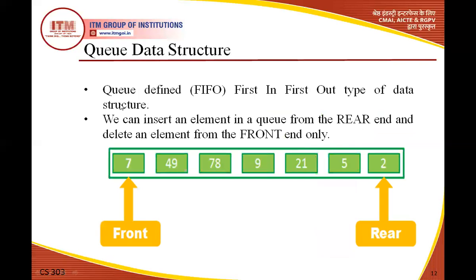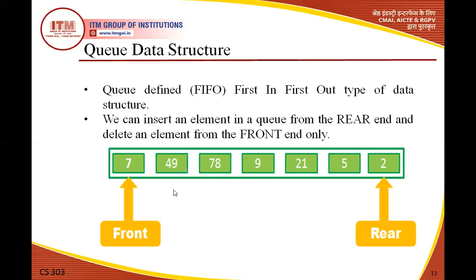Queue. The queue is the concept of FIFO, first in first out. Like in a stack, where first in last out operation is there, here in the queue we have to use FIFO, first in first out. So in that case we have to use a first in first out type of data structure.